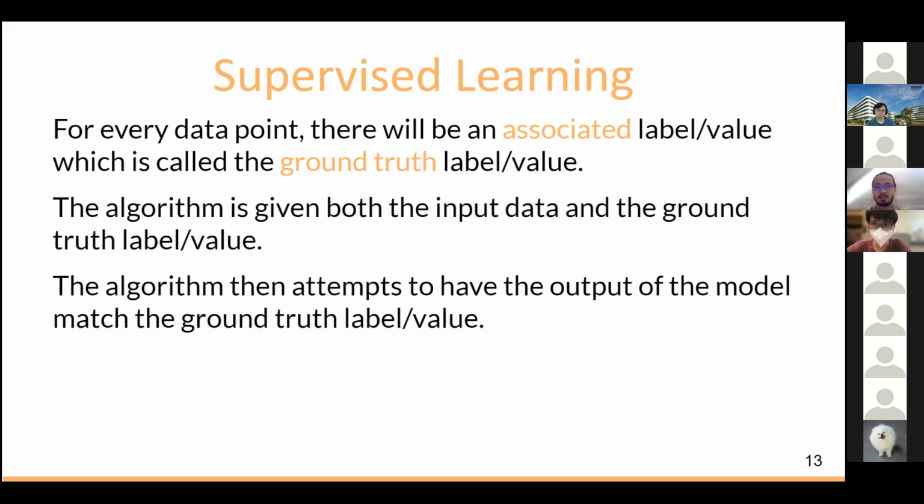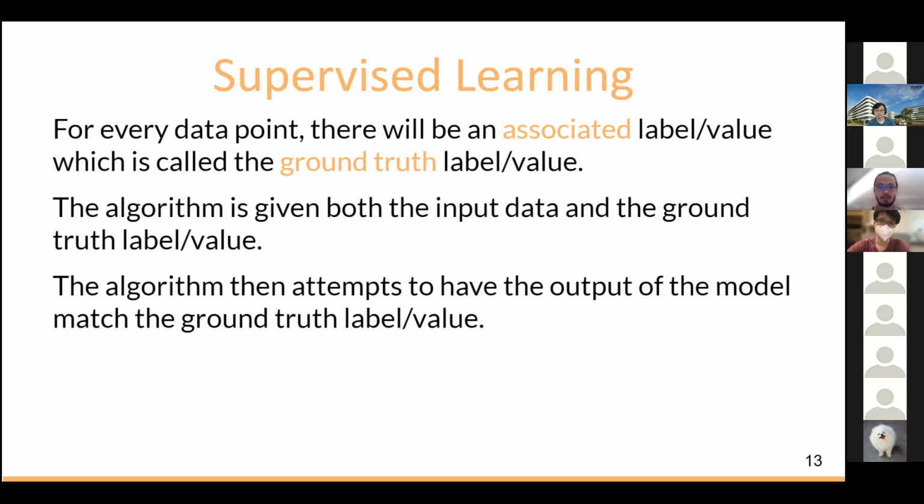For regression, you have a continuous variable rather than discrete classes. So instead of having discrete classes, you have ranges of values. In that case, for regression, we want the output of the model to be as close to the ground truth value as possible. So it's slightly different, but in general, that's how supervised learning works.